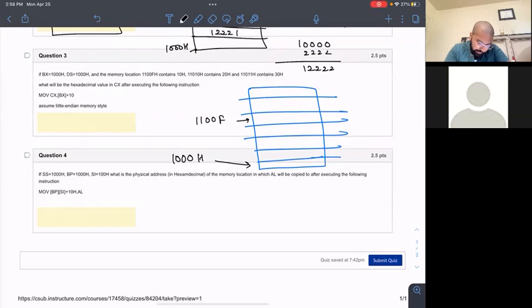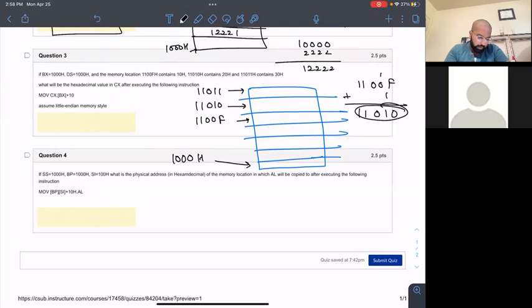1100F is this. So to find the next memory location, we're just going to do F plus 1. F plus 1 becomes 0, and we carry 1, giving 1, 1, 0, 1, 1. So the next memory location will be this. So 1, 1, 0, 1, 0 is this, and the next one, 1, 1, 0, 1, 1, will be this.